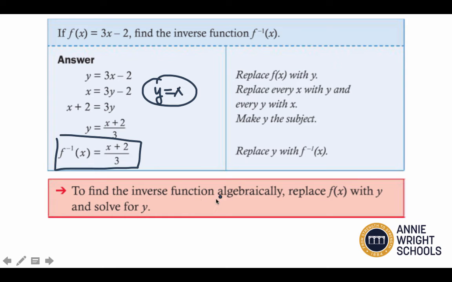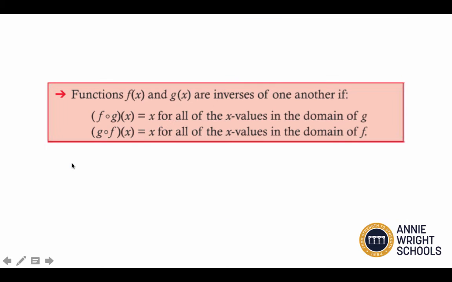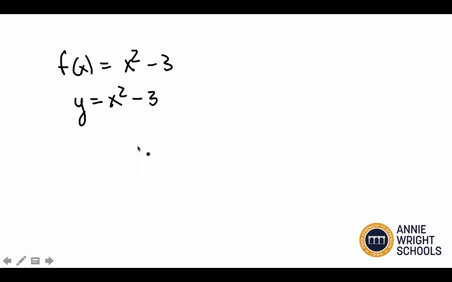So the way you find a function's inverse algebraically: replace f of x with y, switch x and y, solve for y. When you isolate y, you've found the inverse. So let's try another example, something like f of x equals x squared minus 3. To find the inverse, start with y equals x squared minus 3. Now switch x and y and solve for y.